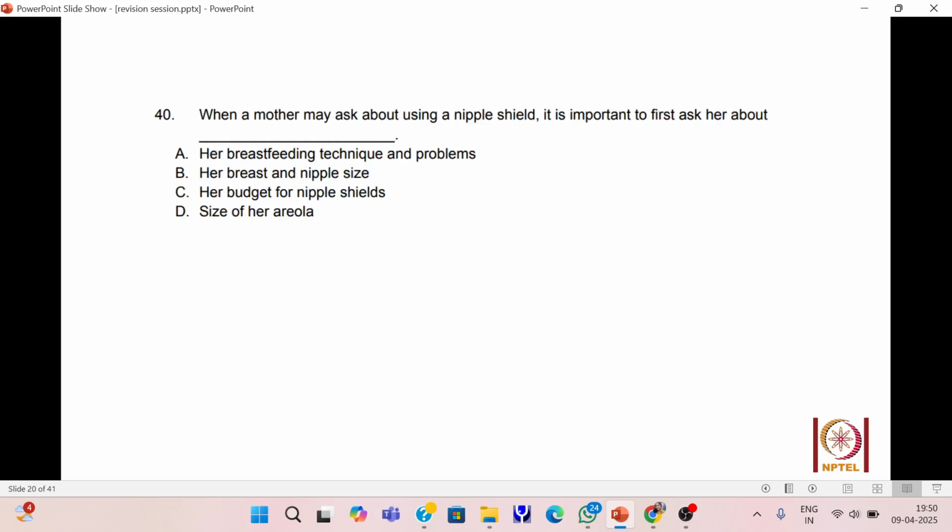When a mother asks about a nipple shield, it is important to first ask her about her breastfeeding technique and problems, her breast and nipple size, her budget for nipple shields, size of her areola. Start answering.